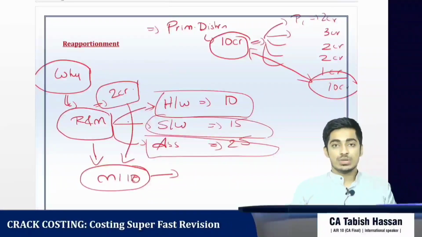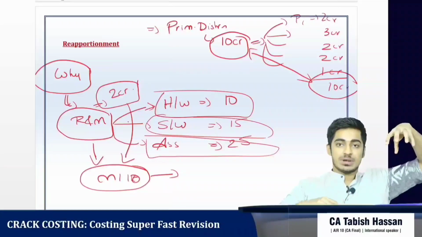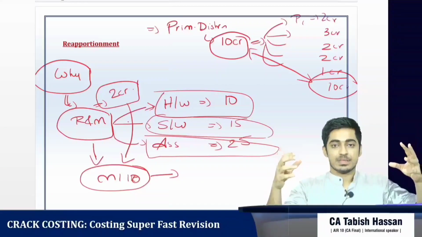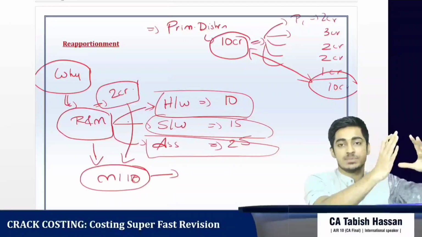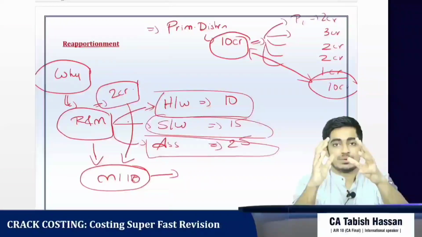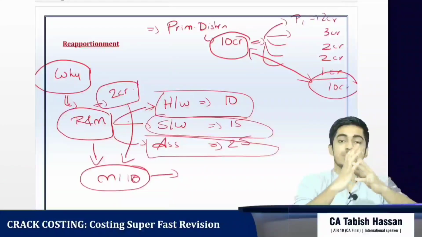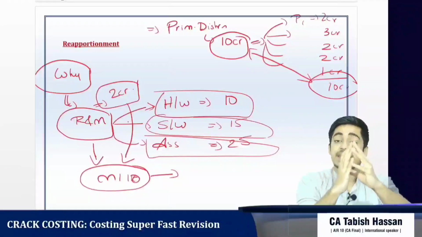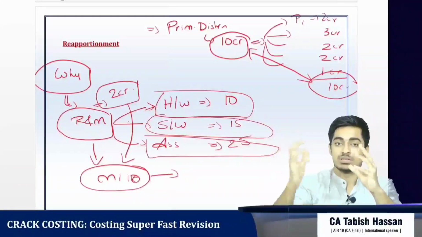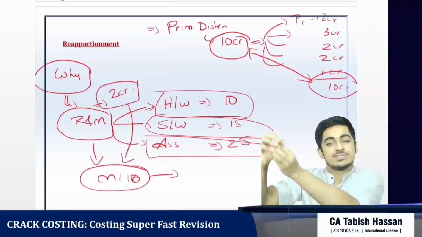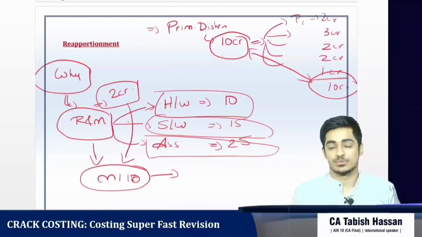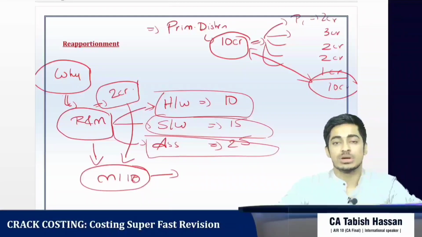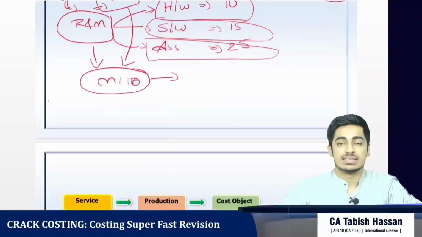So from the service department to the cost object, there is no direct relation. So what we do is, from the service department, we transfer it to the production department, because there is a direct relationship between the production department and service department. And from the production department, there is a direct link to the cost object. So from the production department, we transfer the cost ultimately to the cost object. That's why reapportionment of service department overheads to the production department is necessary.